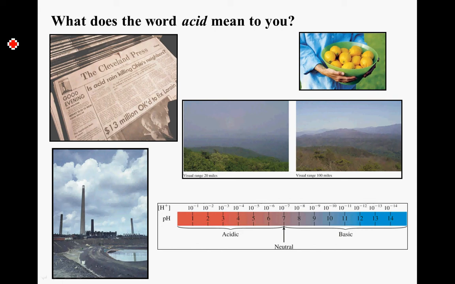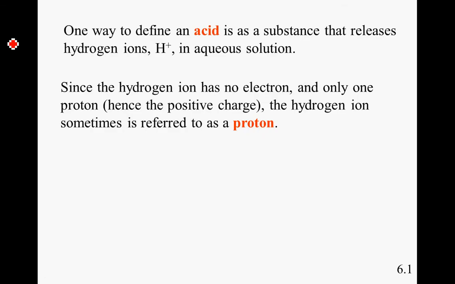There are a few different definitions for acids and bases, but we will stick to the simplest ones. Let's begin to break down acids by defining an acid. One way to define an acid is as a substance that releases hydrogen ions in aqueous solutions. Remember, an aqueous solution is one that is mainly water.